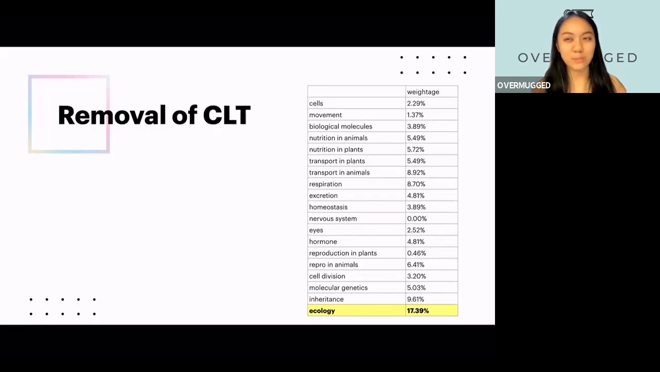This 17% will go to every other chapter. Maybe not all, but some chapters will get more weightage. Not much important advice, right? Because we're not spotting any questions here. You all better go and study every single chapter. Just know that if we remove this, then every other chapter's weightage will increase.